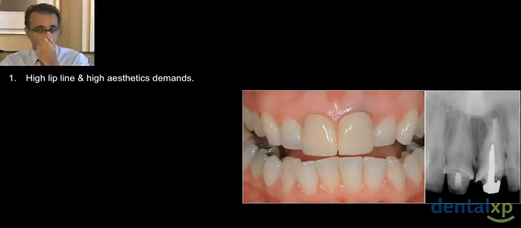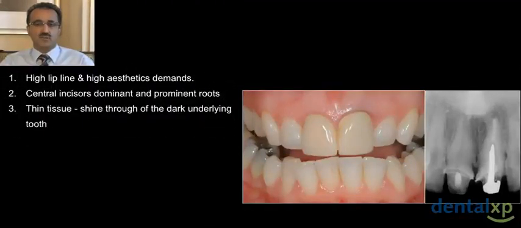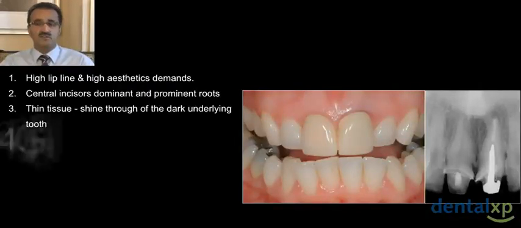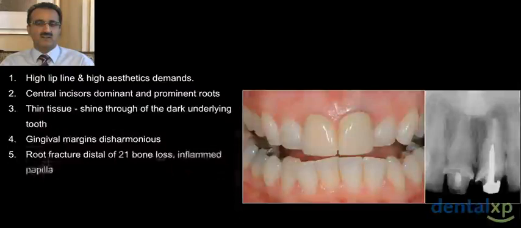We have a high lip line with high aesthetic demands, which is challenging. We have dominant central incisors with prominent roots. We have thin tissue which shines through the underlying dark root. We have disharmonious gingival margins, and we probably need to do a little bit of recontouring on the laterals as well to create more harmony. We have a root fracture of the maxillary left central incisor with an inflamed distal papilla and bone loss, and that's a compromise for us. We know that it will influence the outcome.